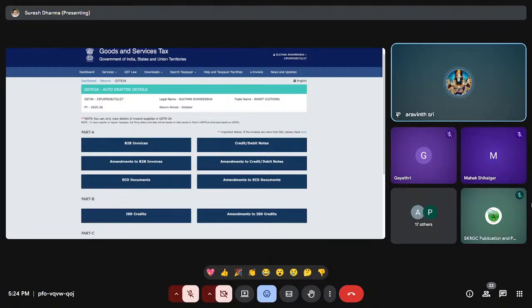So the manufacturer in Mumbai should generate an invoice in my name. What is my name? Sultan Sahinsa. Here in my profile is my trade name. So the Mumbai manufacturer generates the bill in my company name with my GST number. This is my GST number, and this is my trade name.